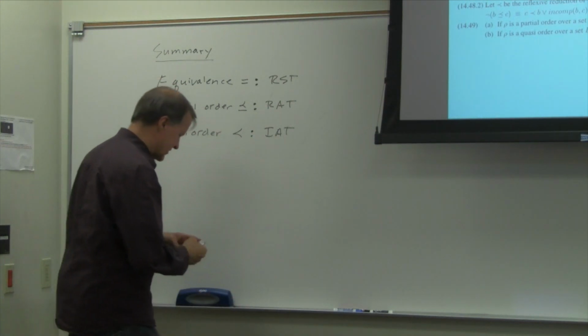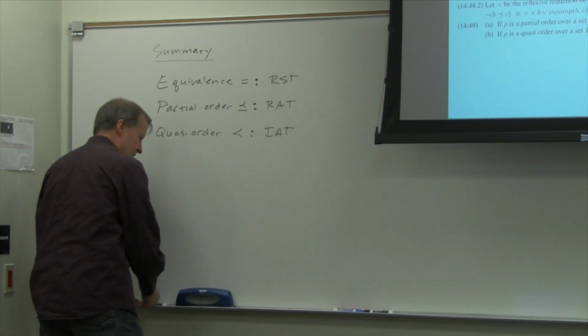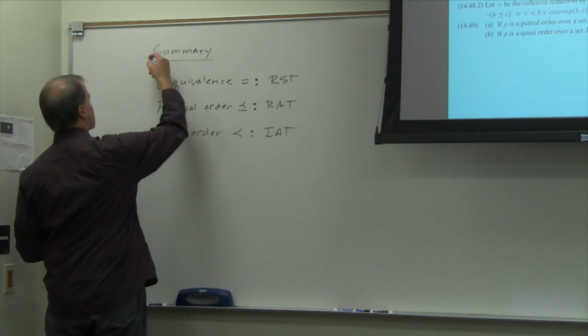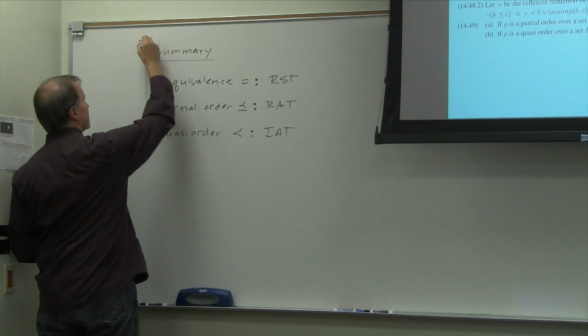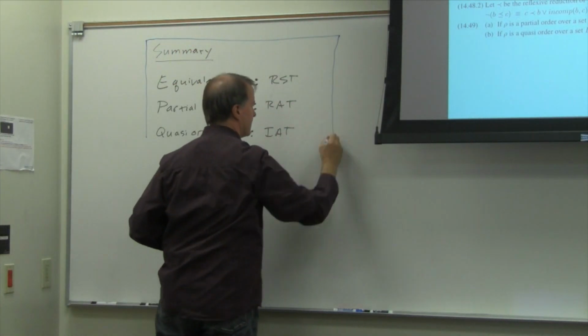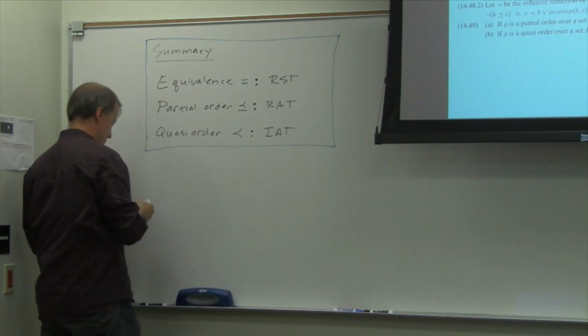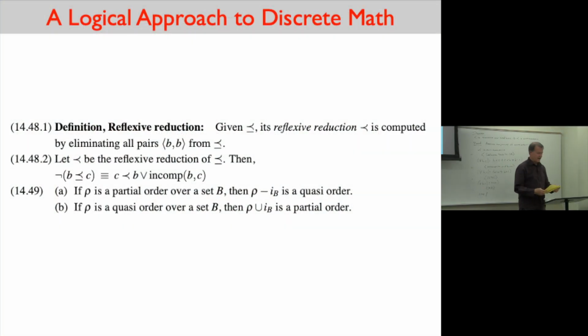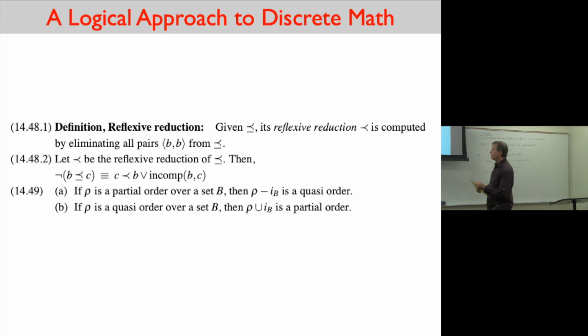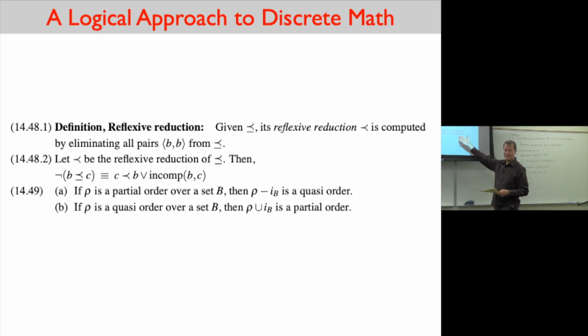So here is our big summary. We'll put a big box around this, summarizing these. Now, 14.48.2, I have a proof of this. Case 1, case 2, it's kind of involved. I'm not going to prove it, but it's provable. Will you take my word for it?